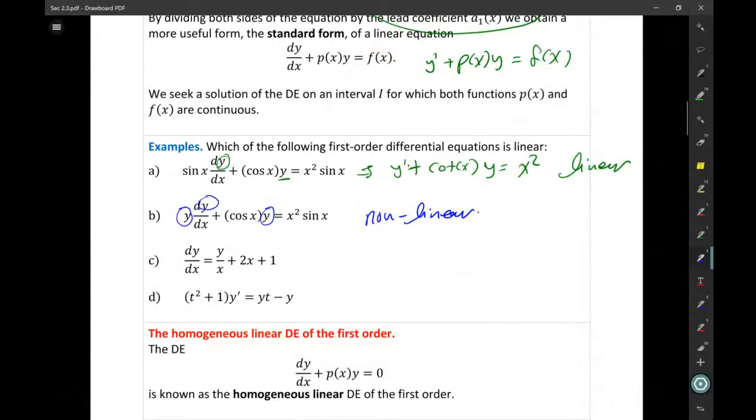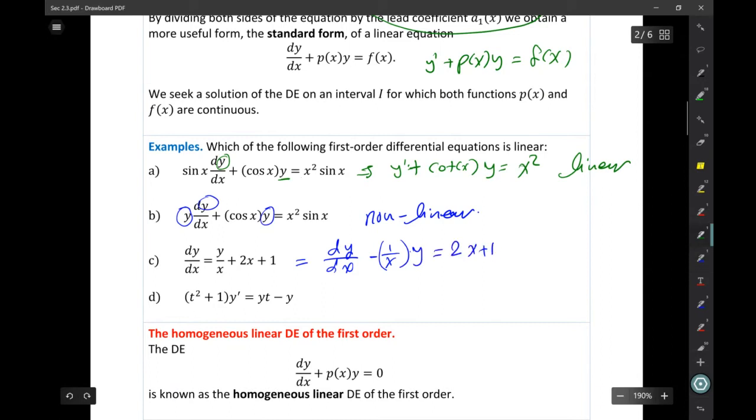Next, x times dy by dx equals y plus 2x. This can be written as dy by dx minus 1 by x times y equals 2, which is linear. The only y is written here and here.